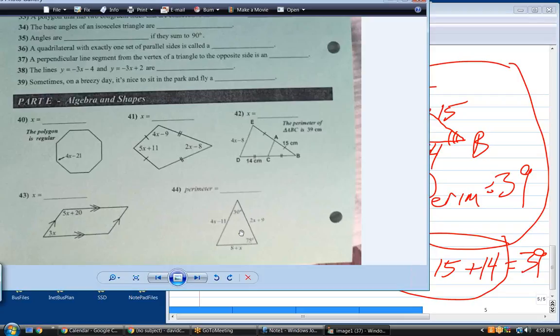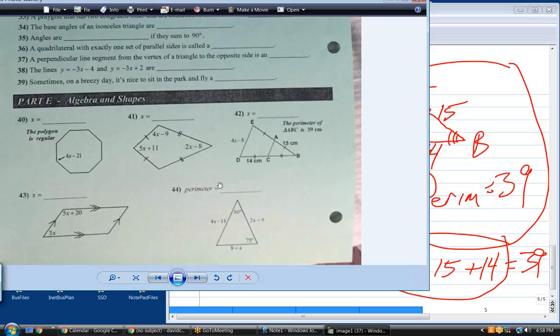What's true about isosceles triangles? Their base angles are equal. They have two equal sides. They are the sides opposite the equal angles. So this side's equal to that side. So what's my equation? 4x minus 11 equals 2x plus 9. Okay, that's going to allow you to solve for x, right? Yeah. Because there's only one variable.